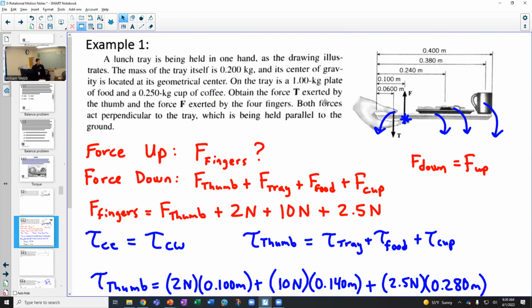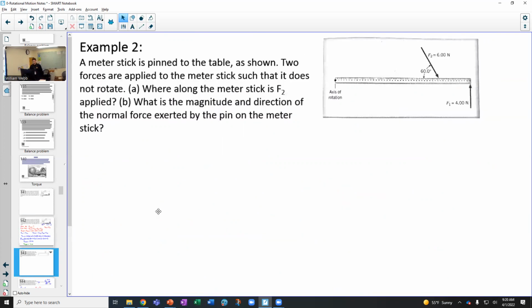All right. Any other questions? All right, let's do one more example together. This one is also on the examples handout, so you can follow along and fill in as we go. A meter stick is pinned to the table as shown.